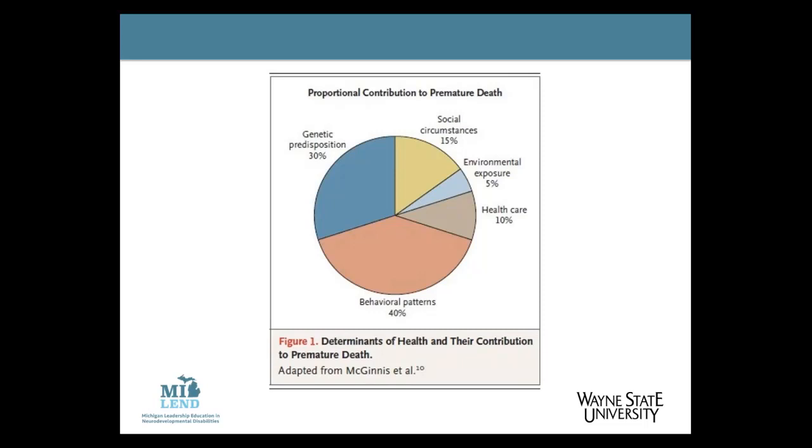So when we think about the emphasis that our society places on health care, it really does not fully take into account the extent to which our social circumstances contribute to our health. As this figure shows, adapted from McGinnis, 60% of our health is actually determined by our social circumstances, environment, and behavior, and only 10% is really determined by the health care that we provide.